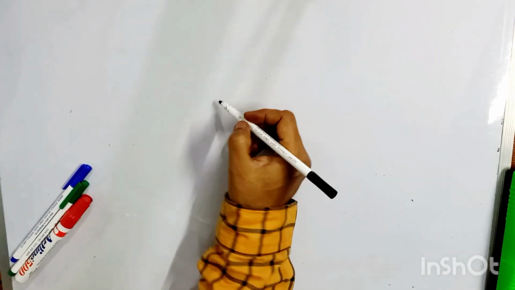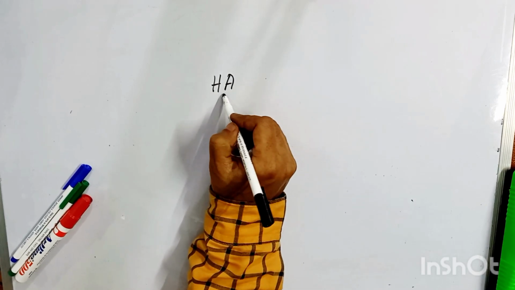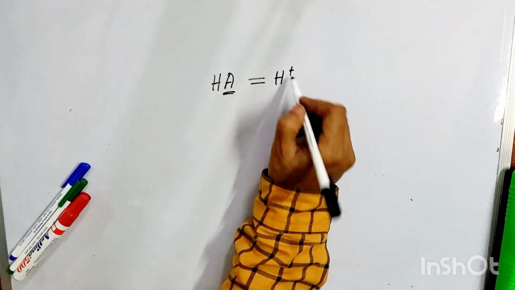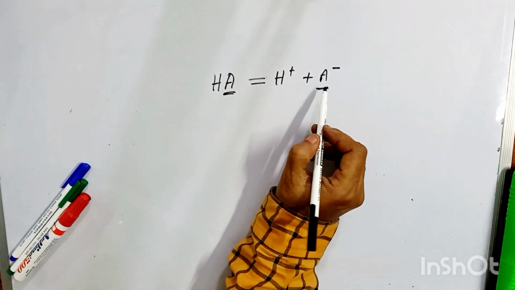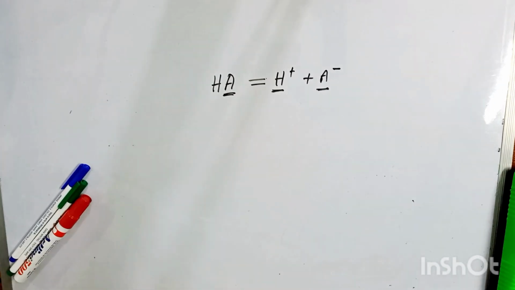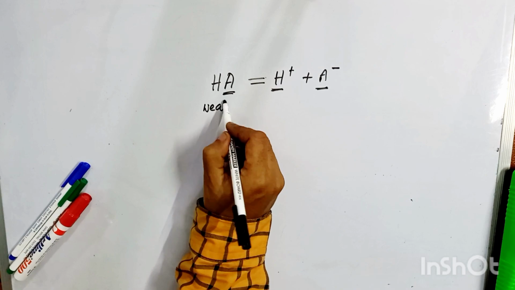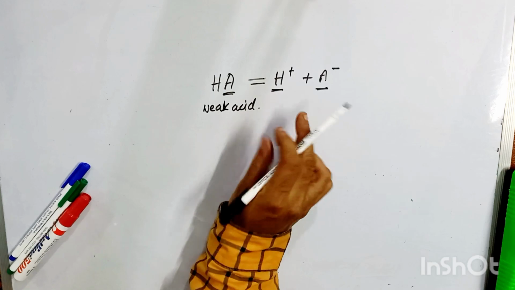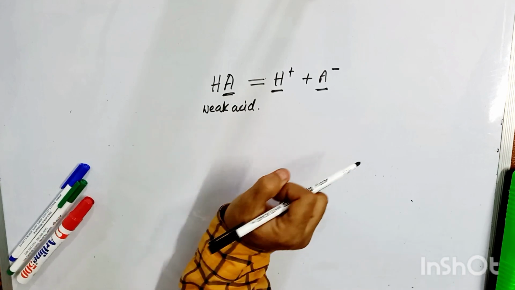Let us now consider an acid. An acid is written as HA. A is the anionic portion of the acid. When this acid ionizes, it gives H plus and A minus. That means A minus is the anion, and H plus is the proton, the hydrogen ion. Now, if this acid is a weak acid, then it will not completely break into these ions. Some amount of acid will always be in the undissociated form.